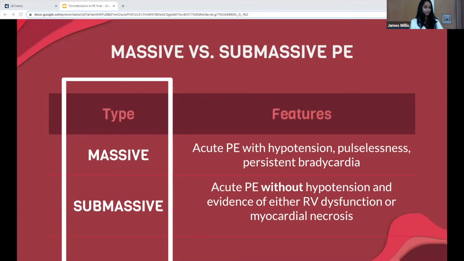Submassive PE is defined as acute PE without hypotension, but evidence of either right ventricular dysfunction or myocardial necrosis. Right ventricular dysfunction would basically be defined as right ventricular dilation on CT or echo, EKG changes such as anteroseptal ST elevation or depression, or new right bundle branch block, or elevation of BNP. Myocardial necrosis could be signified by an elevated troponin.